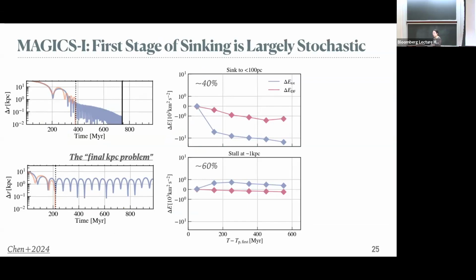Sorry, last question. When you do these simulations, do you have a way to also try to embed the larger scale tidal field or potential that this merger is in, given the N-body structure that you have in this simulation?